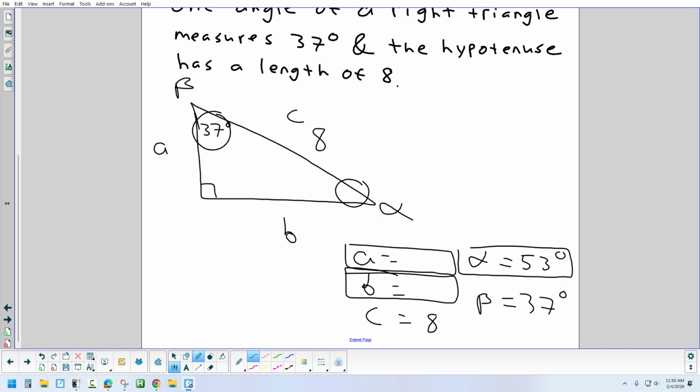We have two things left to find. When you're solving a right triangle, the order that you solve for the unknowns does not matter. You can find anything you want in any order you want. All right. Now let's do A next.